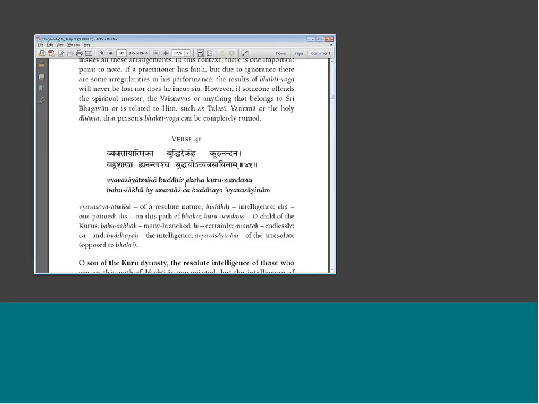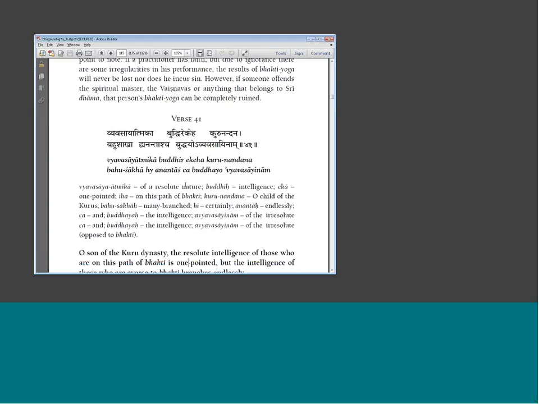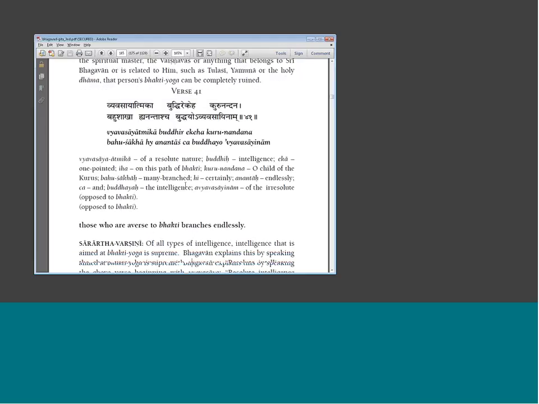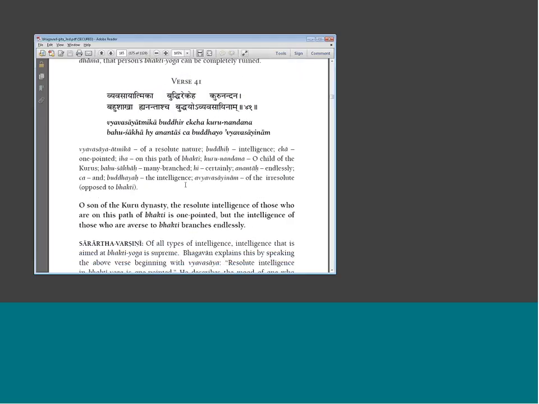Oh, now here's another very interesting verse, 2.41. Vyavasayatmika buddhir ekeha kurunandana bahushaka hinantascha buddhayo avyavasayanam. O son of the Kuru dynasty, the resolute intelligence of those who are on this path of bhakti is one-pointed, but the intelligence of those who are averse to bhakti branches endlessly.